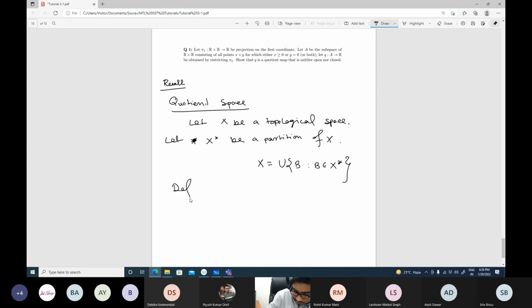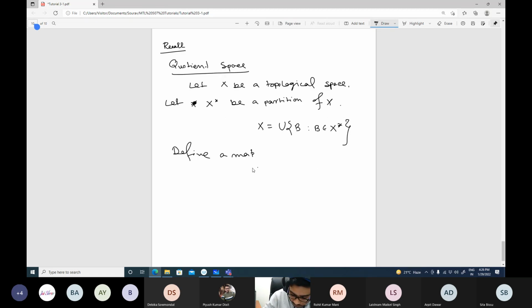Now, what do we do to define a quotient space? We take a map F from X to X star, where F of x is equal to B such that x belongs to B. Yes, F of x equals V such that x belongs to V, right? This is the class containing x. So this one is a partition of the set X, right?